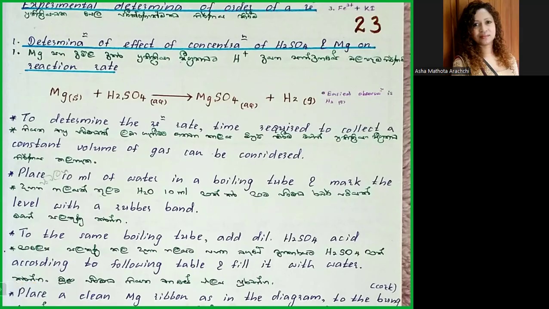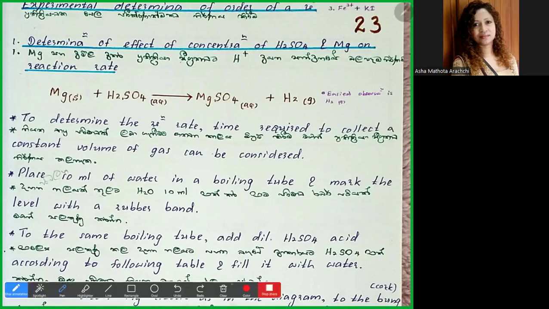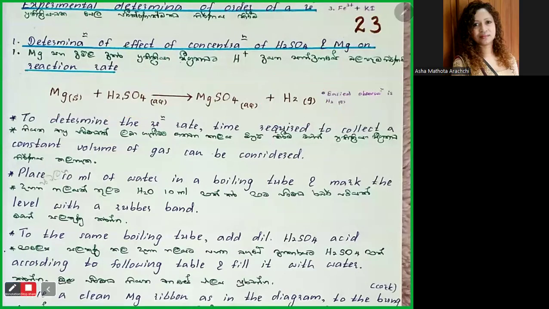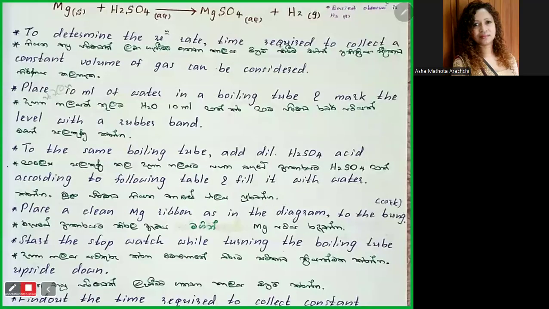Bubbling of H2 gas that you would see. H2 gas is bubbling once you mix these two together. But this time that's not enough. We need the concentration difference divided by time to get the rate. So we need to get the volume of H2 produced.